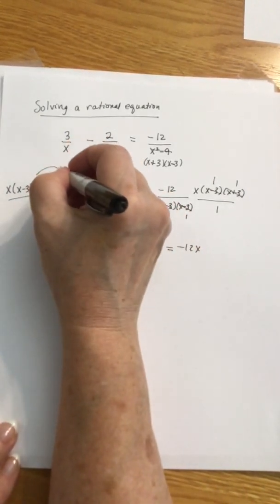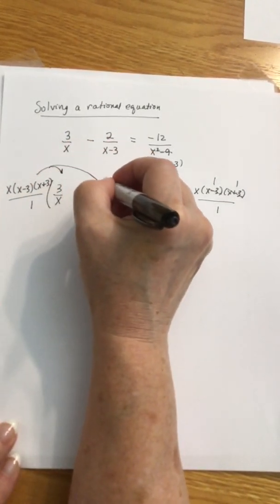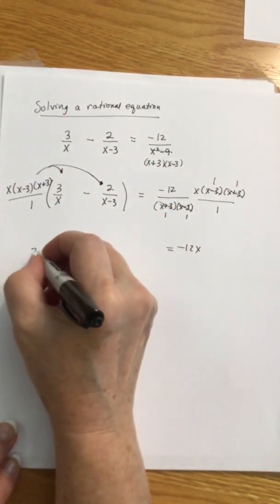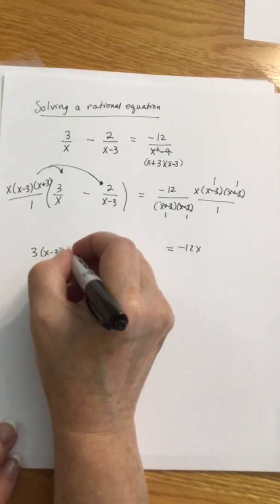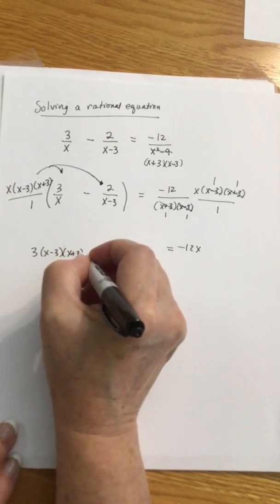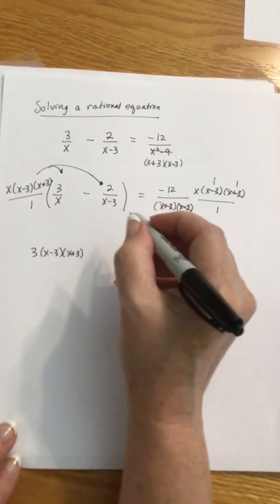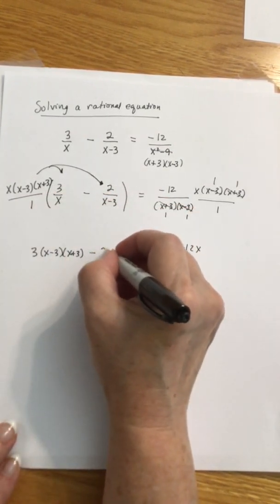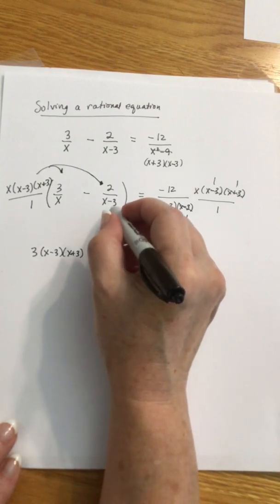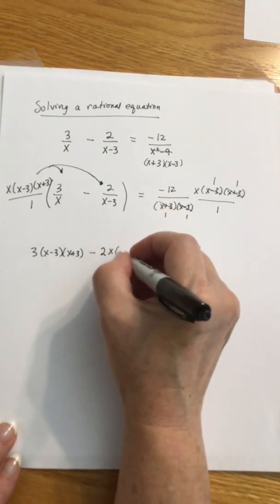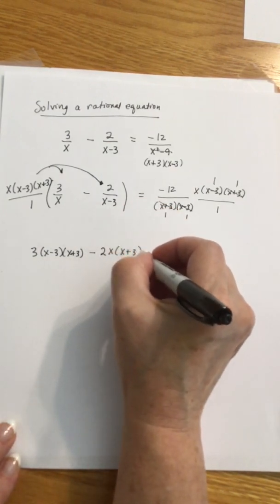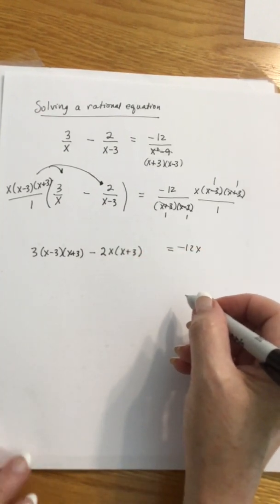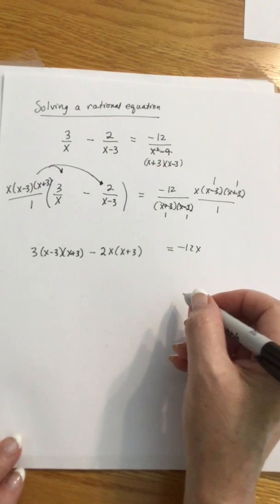This side, we're going to have distributive property. So the first one's times each other, the x cancels, and you're left with 3 times x minus 3, x plus 3. Because the x is canceled. And when I multiply this times this, you're going to get minus 2. But the x minus 3 is canceled, so x times x plus 3. So everybody okay to that point?